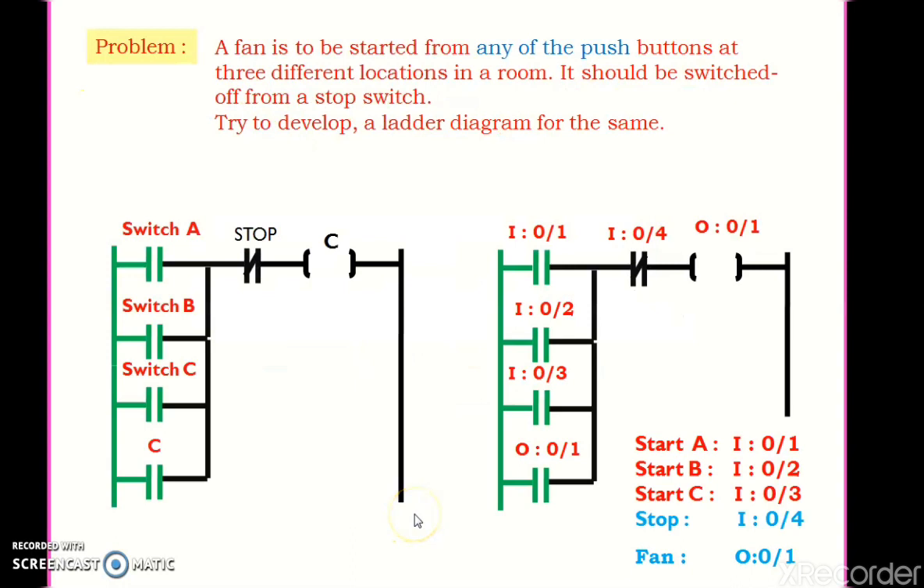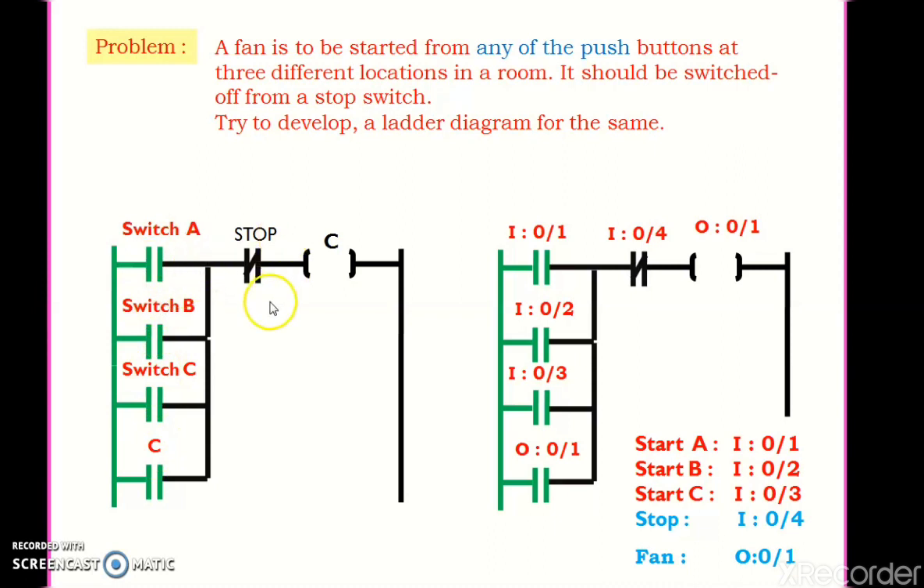Another simple example is taken in which we have to start one fan from any of 3 push buttons. The 3 push buttons are at different locations. If any push button is pressed, the fan should be started, and it should be stopped from a single position. For the 3 push buttons, 3 switches are used: switch A, switch B and switch C. They are used in parallel to each other. That means these are logically OR.